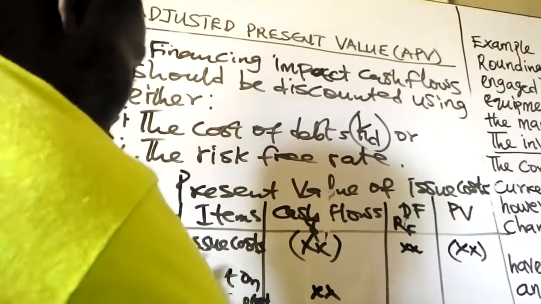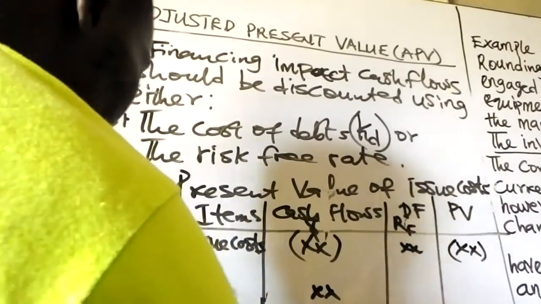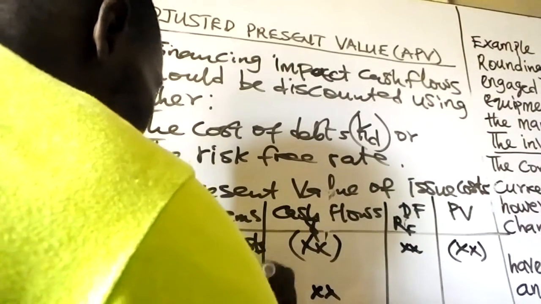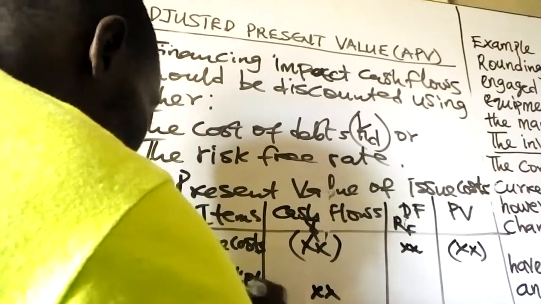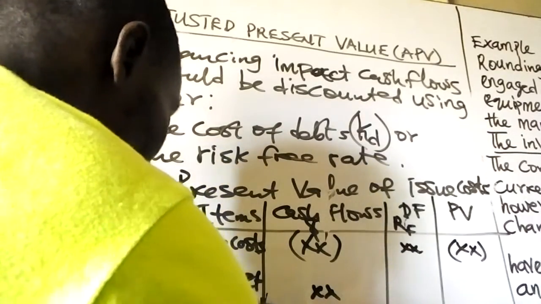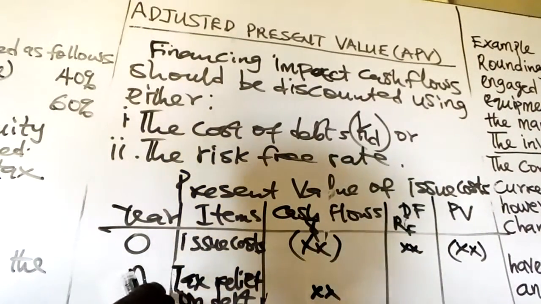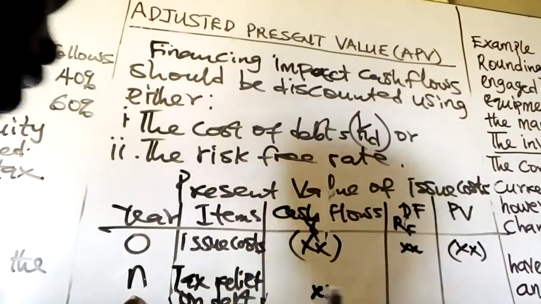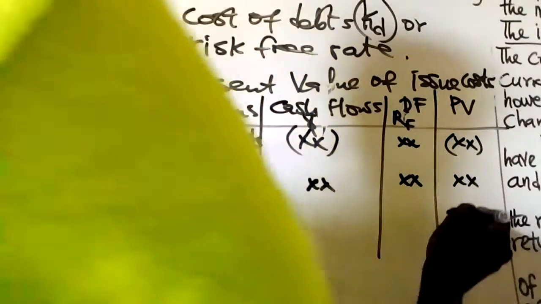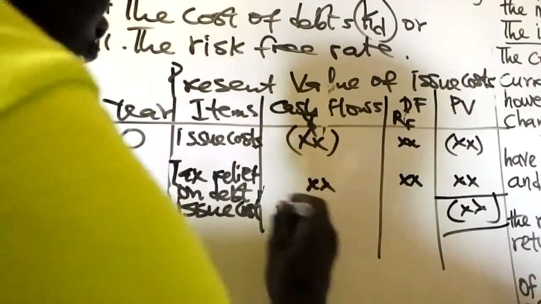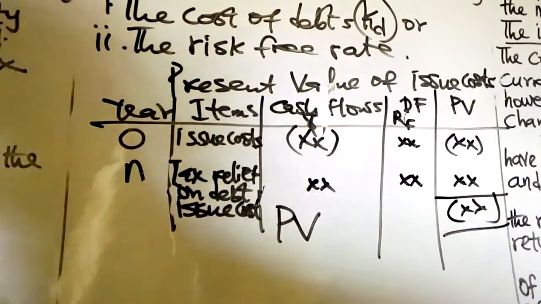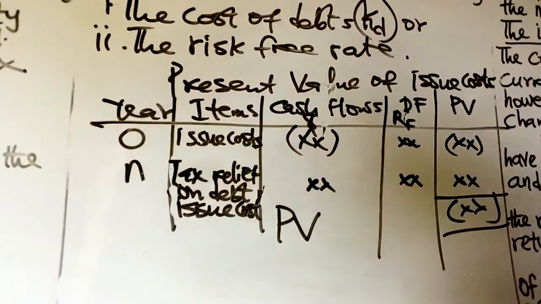Tax relief on debt issue cost. I've told you that if tax is payable in the same year, then this tax relief will be treated in year zero. But if it is 1 year delay, then your N will be one. Then the discount factor, then you have the present value. So when you sum it up, this minus this plus this, then you have minus this. That is the present value of issue cost.